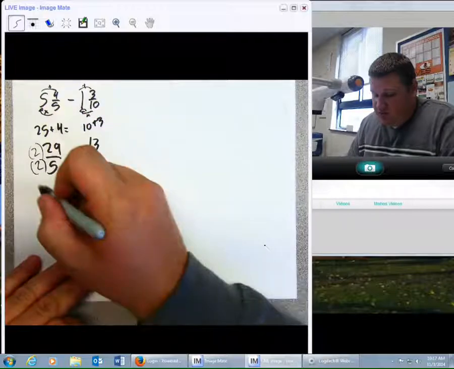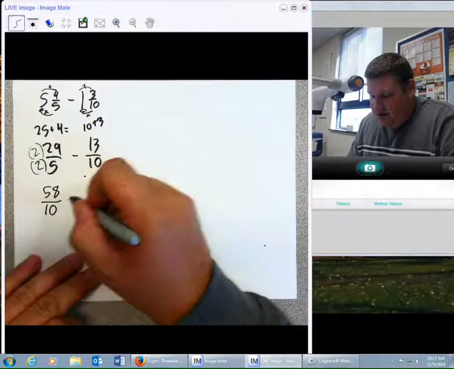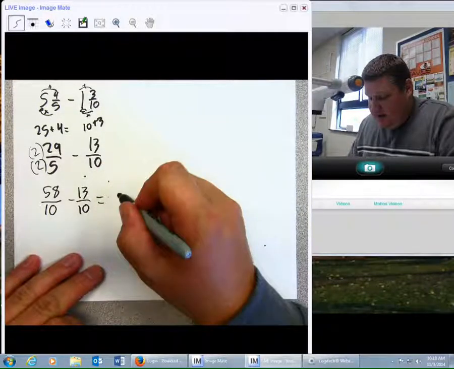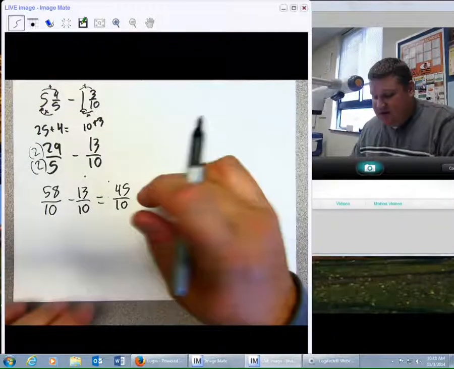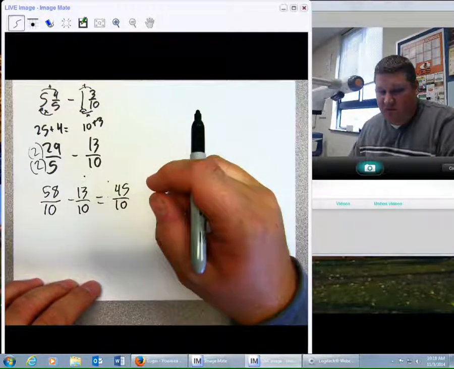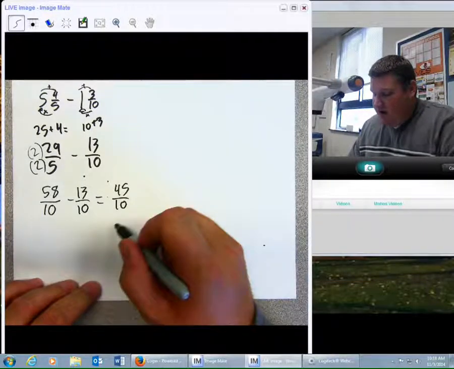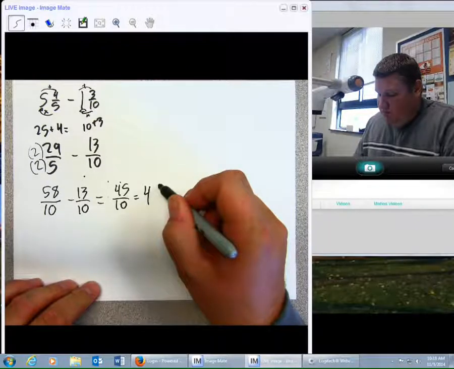Well, 29 times 2 is 58, all over 10, minus 13 over 10. And I come up with 45 over 10. Again, the challenge with this method is I can't leave 45 over 10. How many 10s go into 45? 4 go in, with 5 tenths left over.